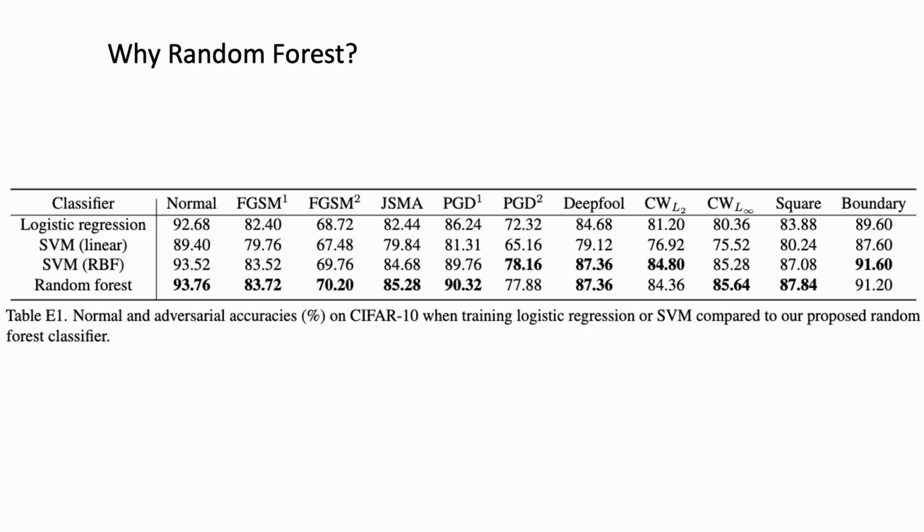So why are we using a random forest here? Can other basic machine learning models predict the correct label? We examined classic models such as logistic regression and SVM, and found that for the majority of adversarial attacks, the random forest model surpasses the classic models.